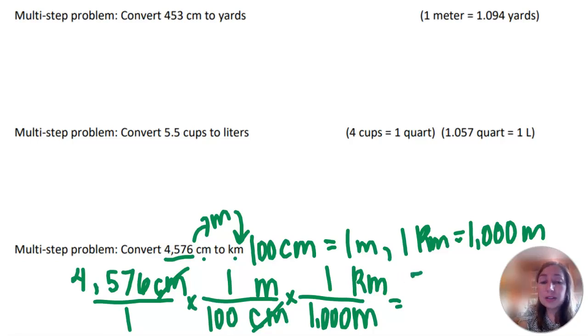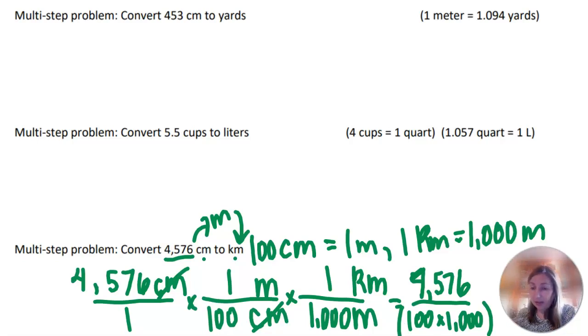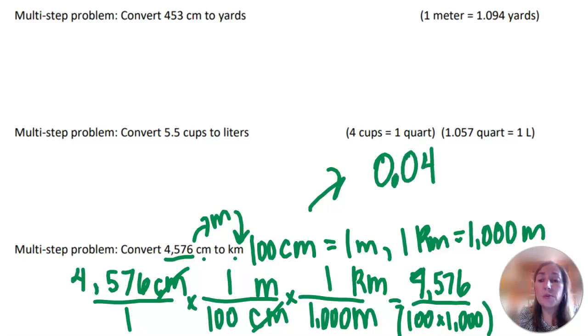4,576 times 1 times 1 is still 4,576 over 1 times 100 times 1,000. Now, put parentheses around them if you do them all at once. So you should be able to pop that into your calculator and get 0.04576, and that is kilometers.